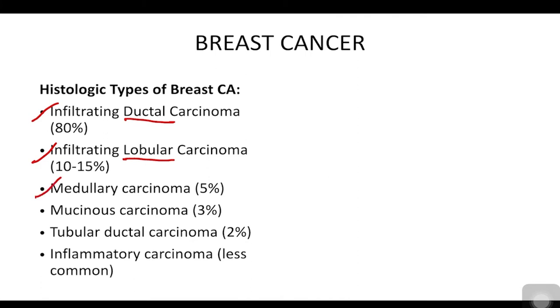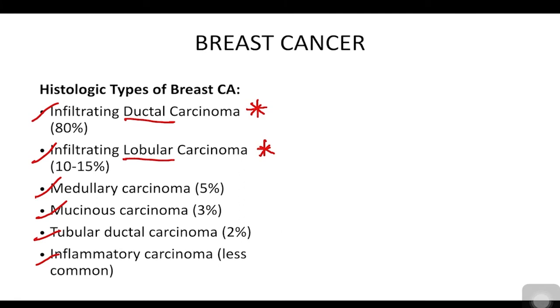Mucinous carcinoma, 3. Tubular ductal carcinoma would be 2. And inflammatory carcinoma, which is less common, would be under 1%. Okay. We've explained earlier na lang din yan. So, take note na lang din dito sa first two. It might go out in their quiz. You're infiltrating ductal carcinoma and infiltrating lobular carcinoma.